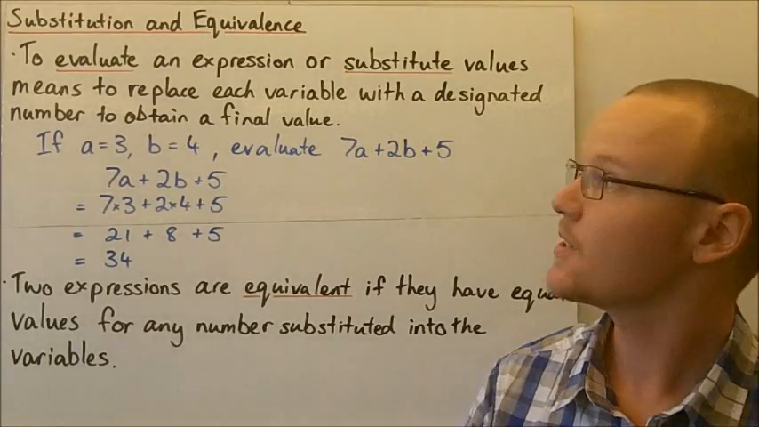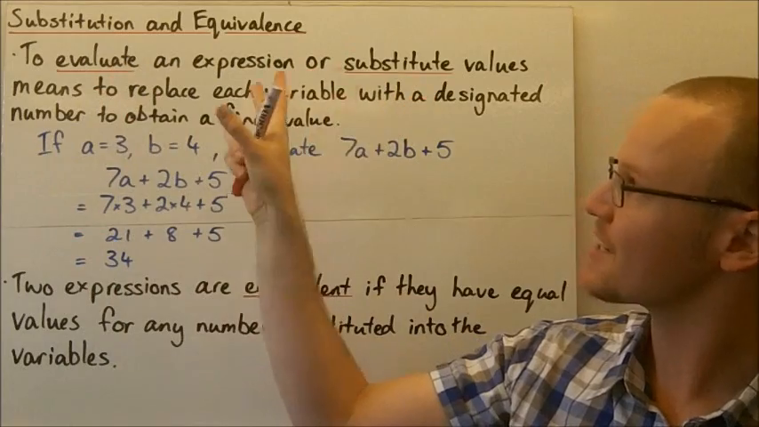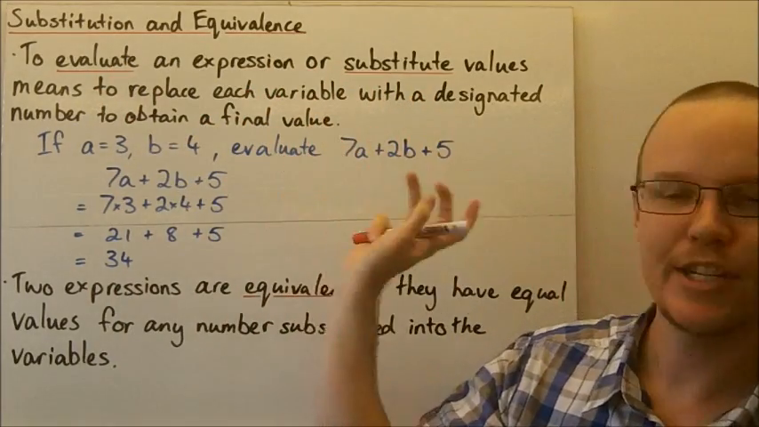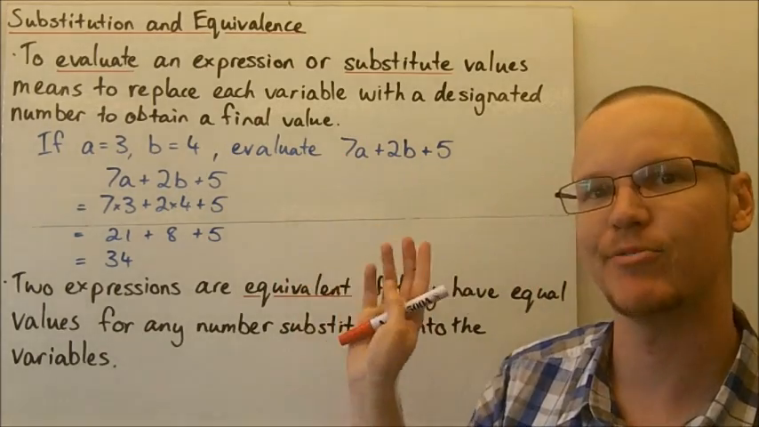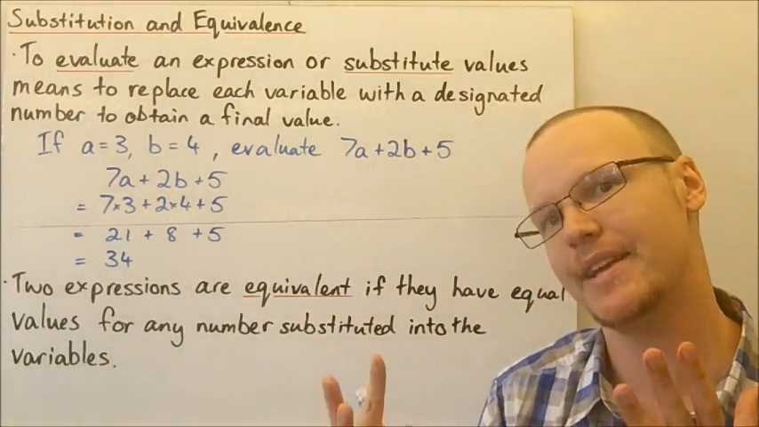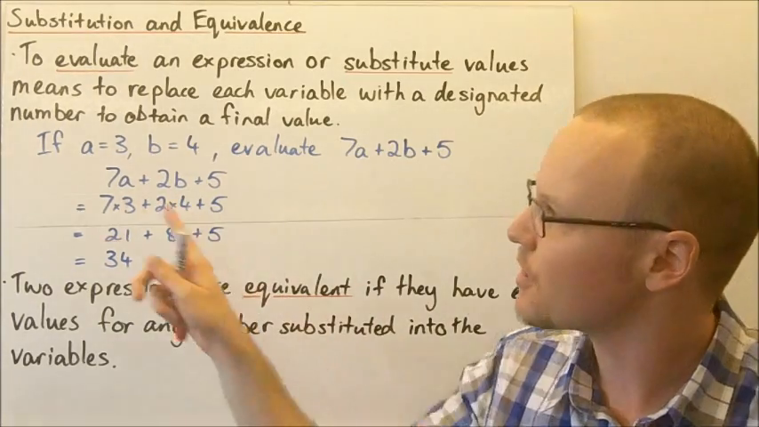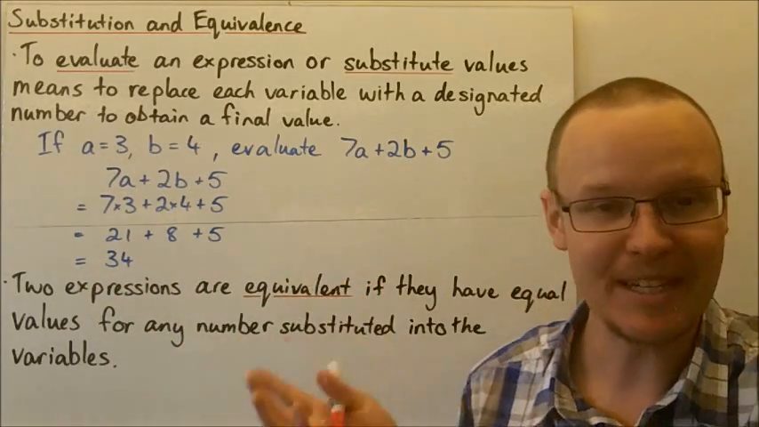Today we're going to look at substitution and equivalence. To evaluate an expression or substitute values means to replace each variable with a designated number to obtain a final value. So it means that every variable that we have will be given an actual number that's attached to it. So for example here, we'll say A equals 3 and B equals 4.